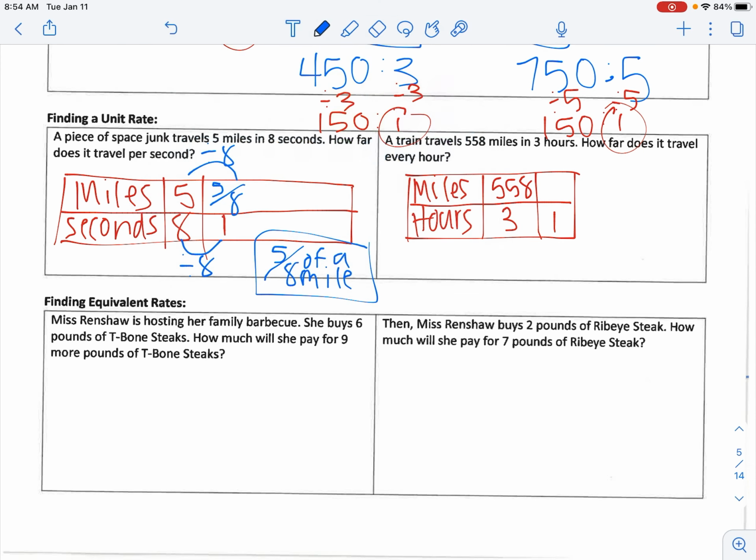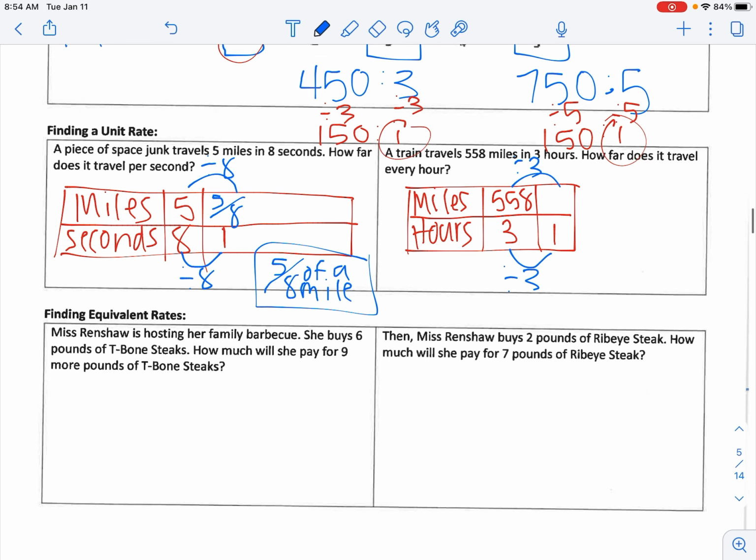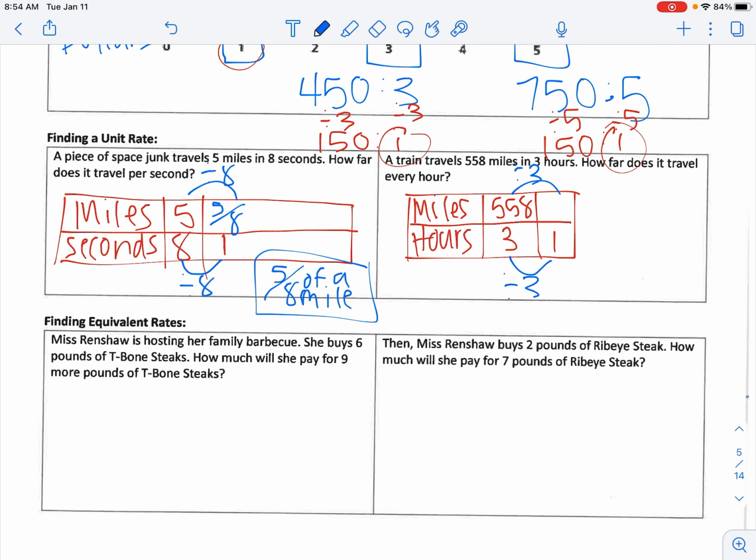Okay, so how do we do that? Hopefully, you just do divided by 3, because 3 divided by 3 is 1. So we have to do that on the top. We're going to divide by 3. I don't know that off the top of my head, so I'm going to have to divide over on the side. 558 divided by 3.